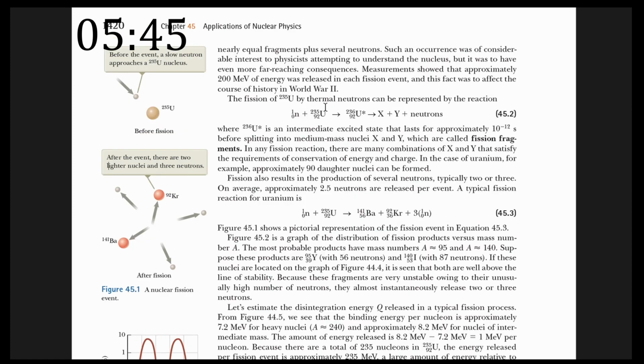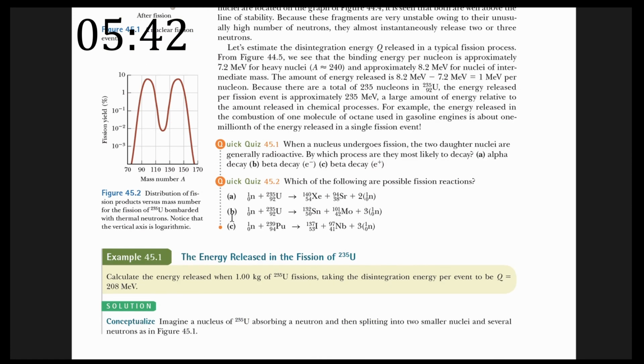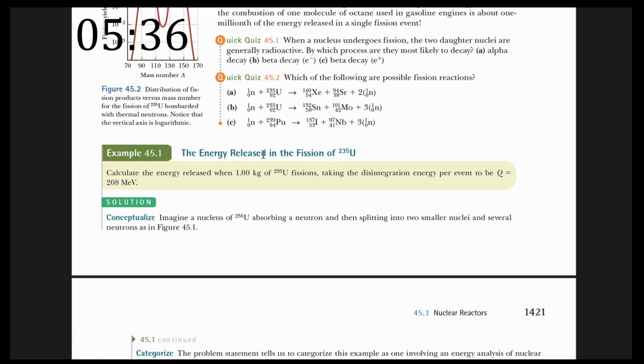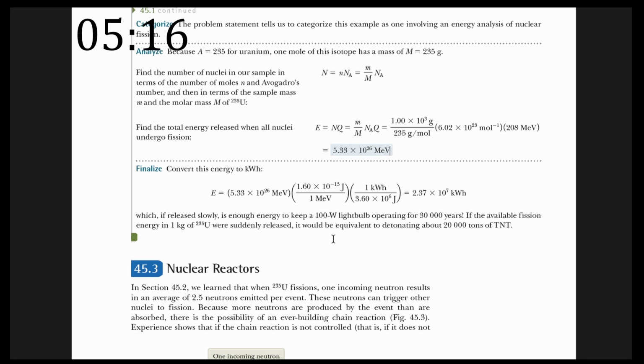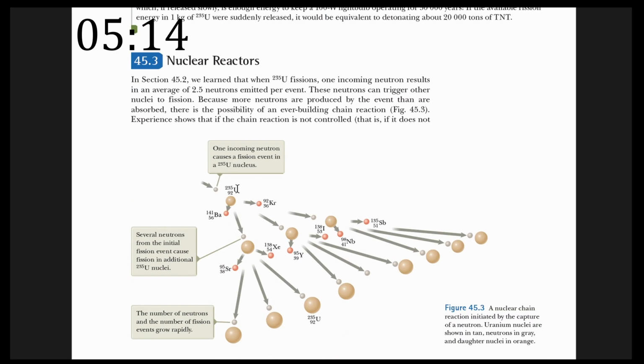Okay, neutrons. So we got more interactions here. We got an interesting graph: fission yield percent, mass number A. Not sure what that is, but we got a quick quiz on the energy released in fission of uranium-238. Calculate the energy released when 1 kilogram of uranium-235, I said 238 over here, sorry, taking the disintegration energy per event to be Q equals this. Okay, nice little example here. We get an energy at the end. Cool thing to practice for a final exam.